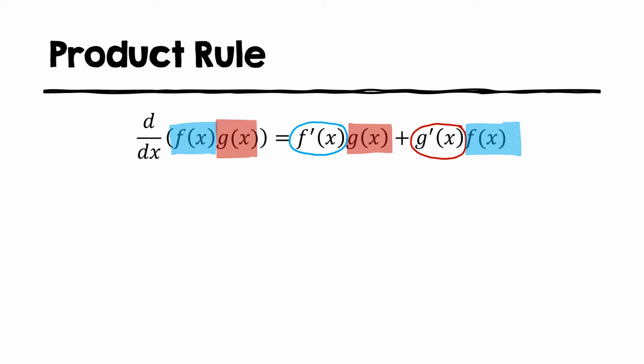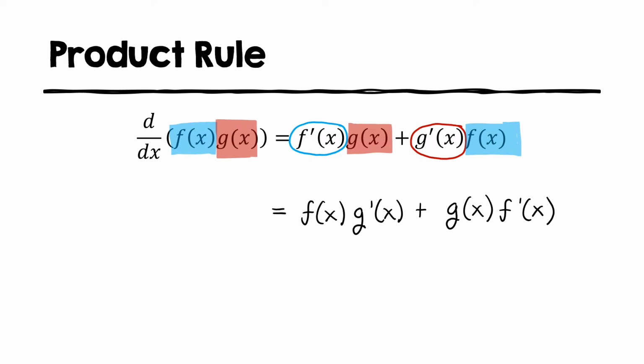Or sometimes you'll see this written as the first function times the derivative of the second function plus the second function times the derivative of the first function. These are equivalent by the commutative properties of multiplication and addition. Sometimes people prefer the first one, sometimes people prefer the second one, but they are equivalent. You'll mostly see me using the second one.